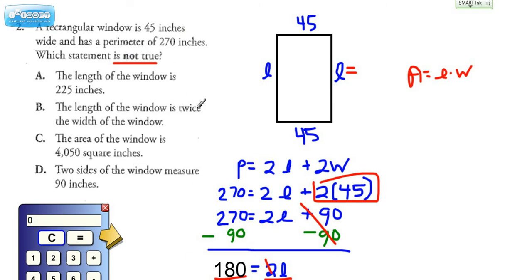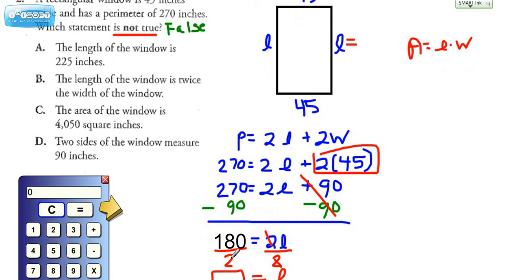All right, now let's look at the choices, because remember we have to pick the one that's not true, which is really a fancy way of saying false. Pick the false statement. If we look at choice A, the length of the window is 225. Well, is that what you got? Did you get that when you did 180 divided by 2?